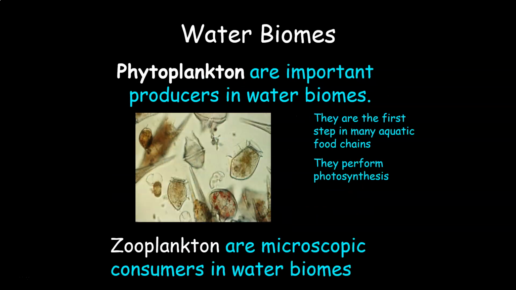So there are our phytoplankton, right? These are our important little producers, and they are the first step in many of those aquatic food chains. They'll perform photosynthesis overwhelmingly. And then you've got your zooplankton, who are microscopic consumers. So sort of one step up the food chain from those phytoplankton, and then bigger fish will come in and start eating those zooplankton to be eaten by bigger fish, to be eaten by bigger fish, so on and so forth.